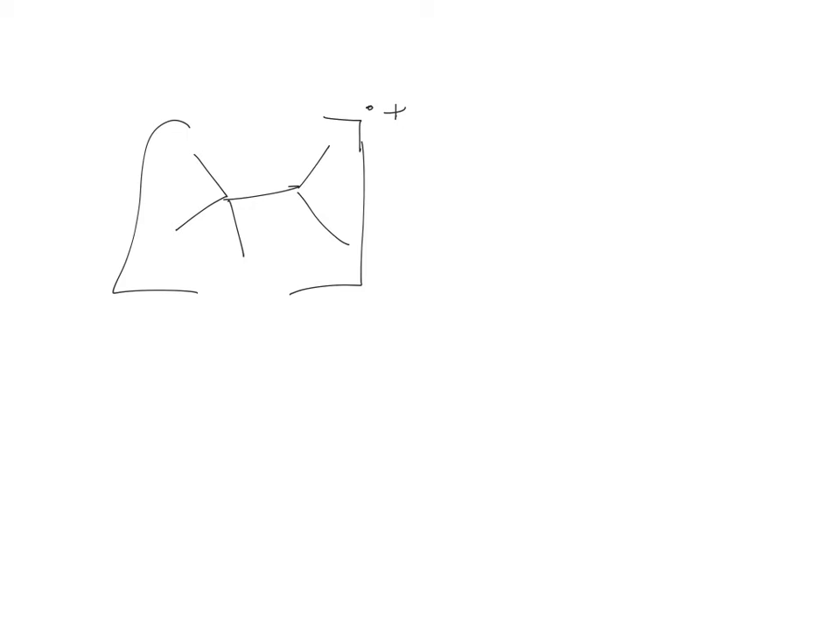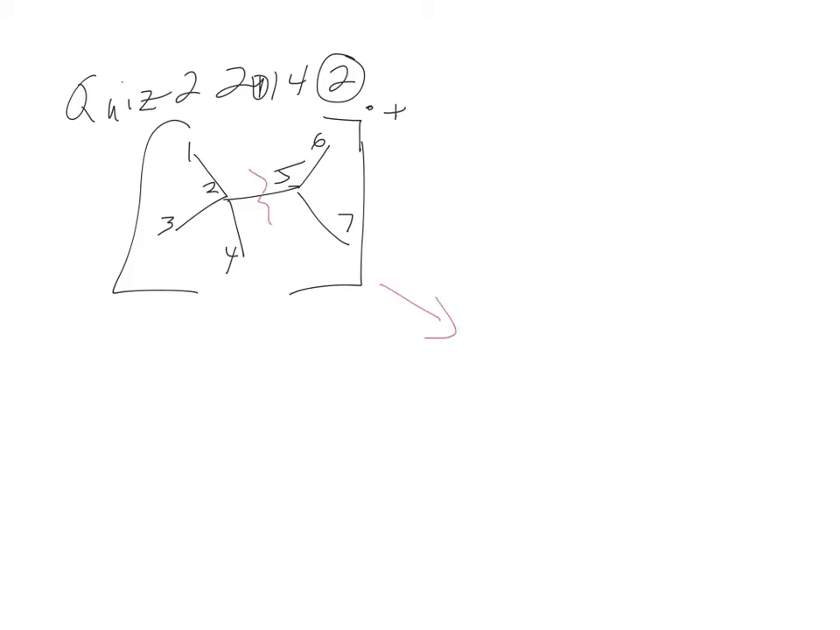And actually, this is quiz 2, 2014, number 2. And actually, I don't like my answer. I'm going to change my answer. If I number my carbons 1, 2, 3, 4, 5, 6, and 7, I think the best bond to break, the most likely fragmentation, will be there. So break between C2 and C5.